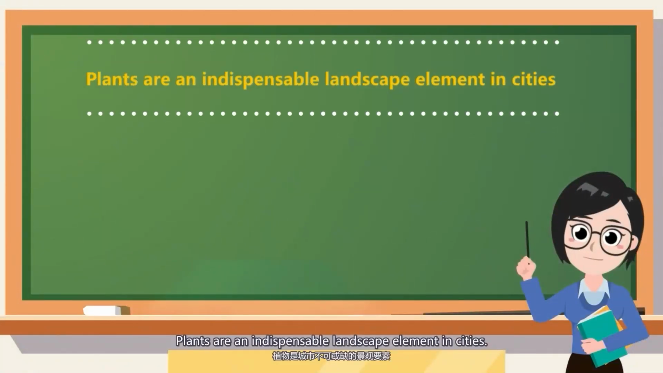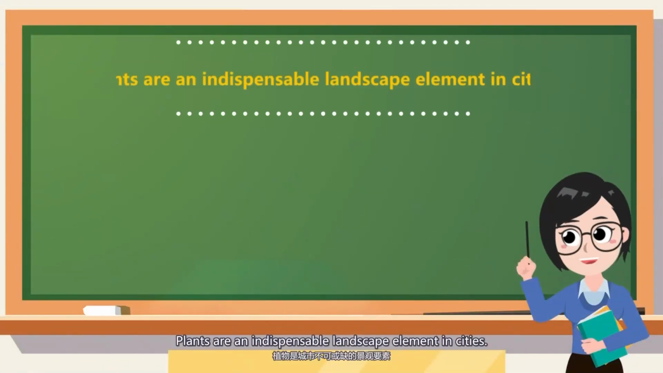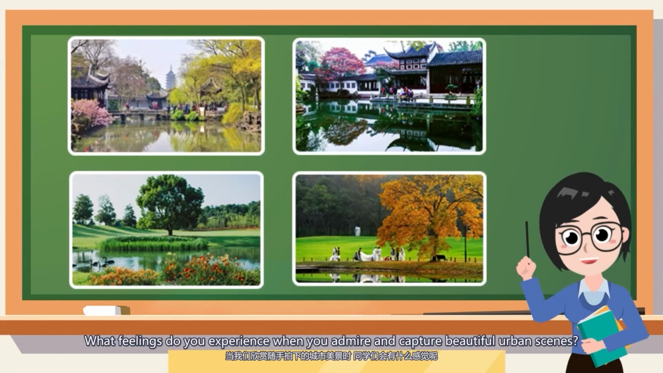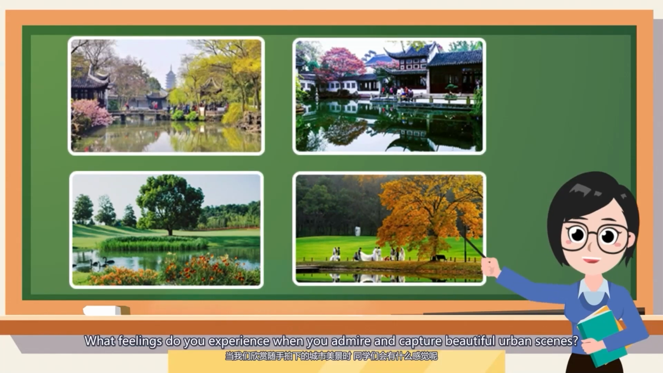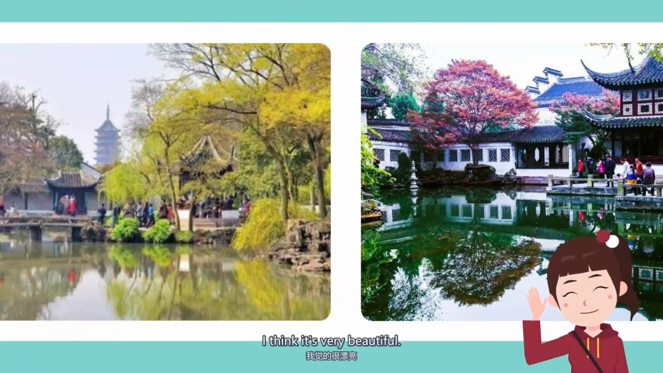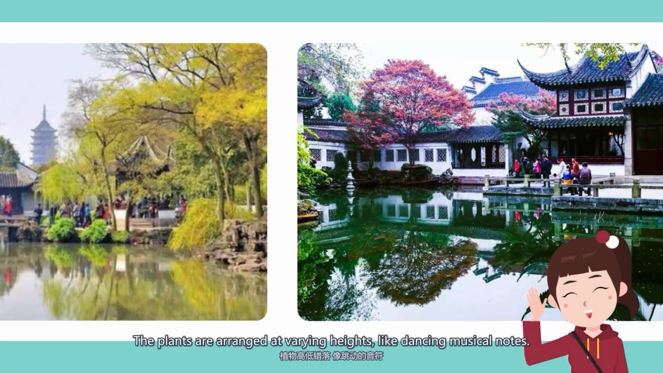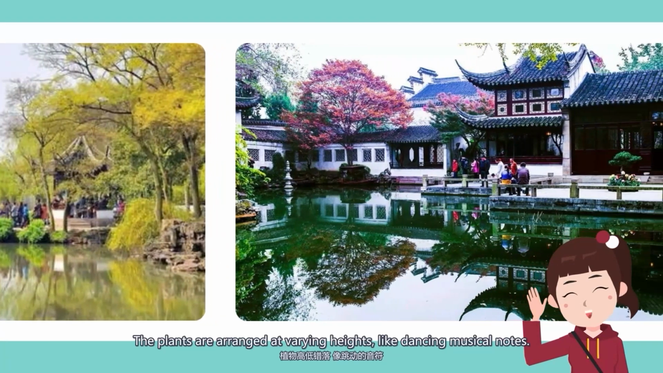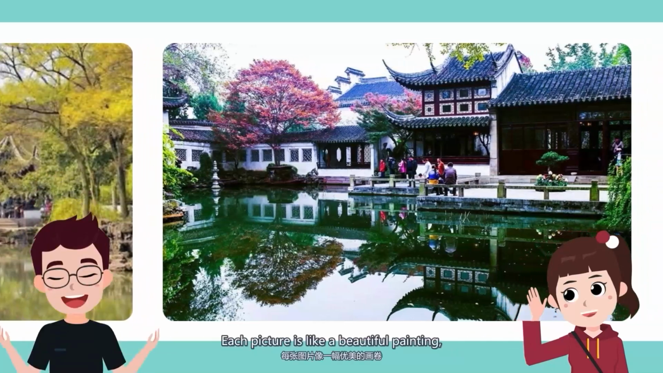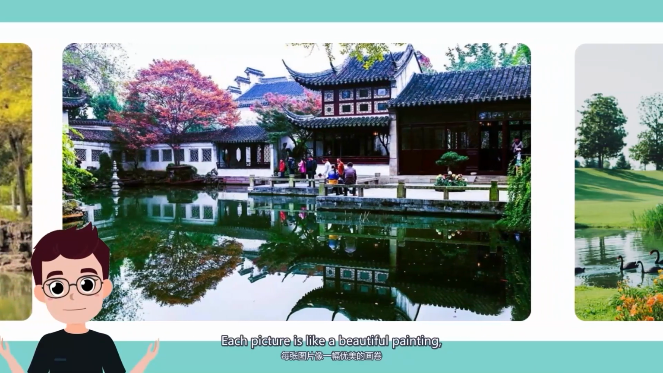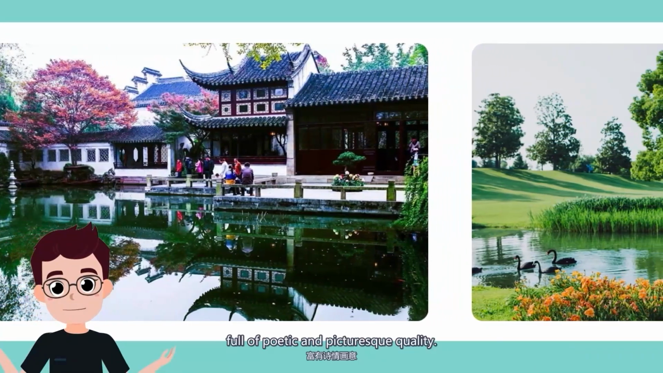Plants are an indispensable landscape element in cities. What feelings do you experience when you admire and capture beautiful urban scenes? I think it's very beautiful. The plants are arranged at varying heights, like dancing musical notes. Each picture is like a beautiful painting, full of poetic and picturesque quality.